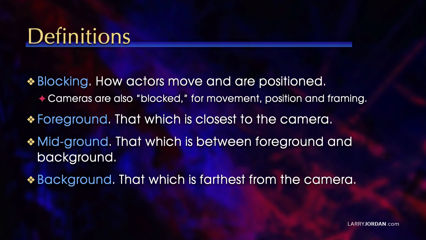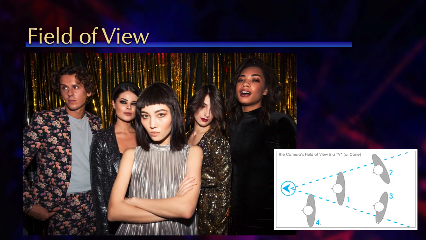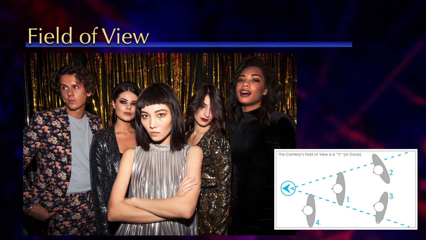Blocking determines where in space our actors move. Let's go back to this shot. If we look at the illustration in the lower right corner, the camera does not see 360 degrees. The camera sees a cone, easiest to think of as a triangle, emanating from the point of the lens and radiating out depending upon the width of the camera angle.